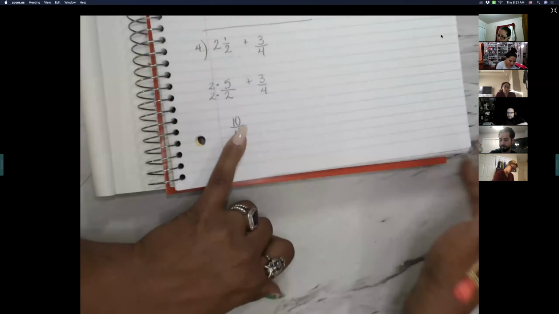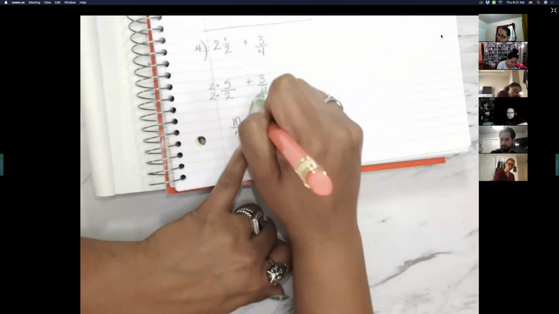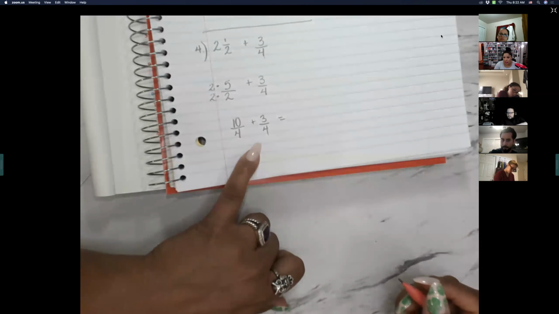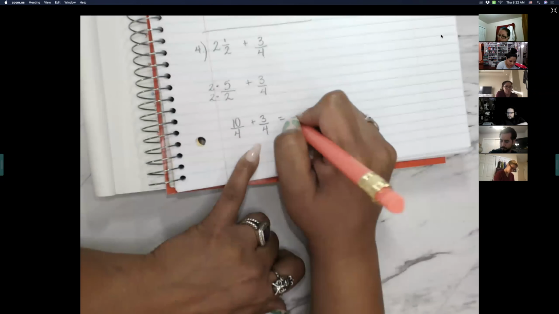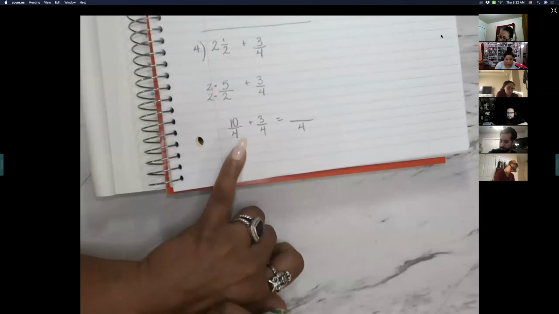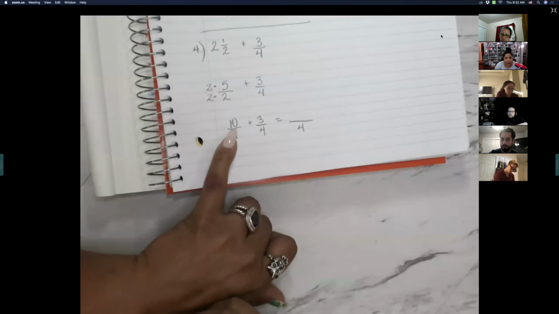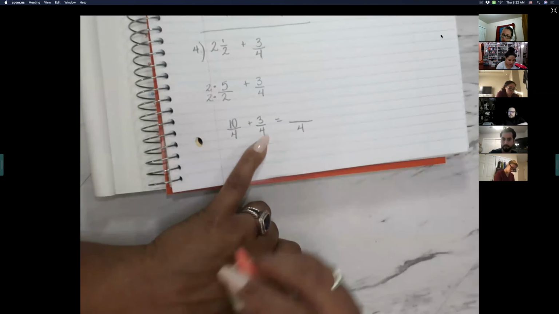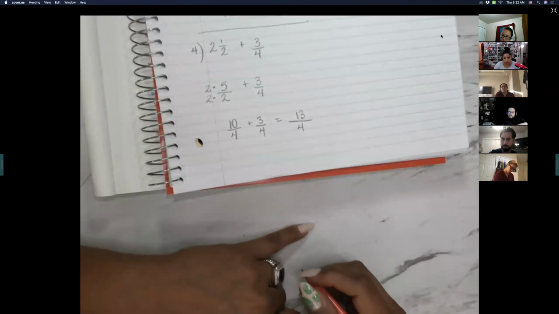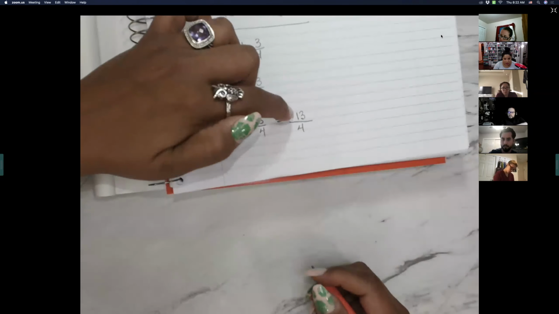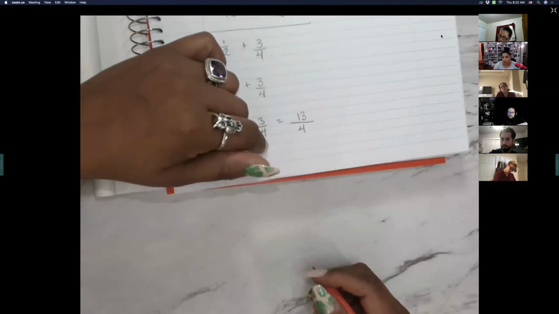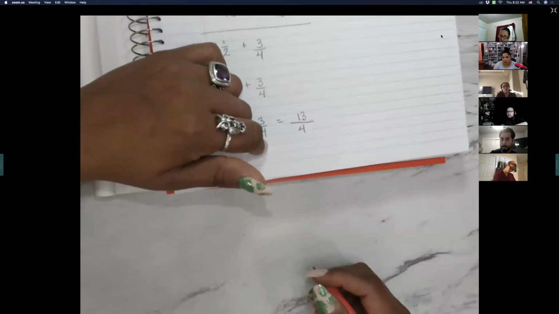Okay, and then we just bring down the 3/4. Now our denominators are the same. So we keep our denominator with addition and subtraction. We keep our denominator and we add the numerator terms. So just 10 plus 3, that's going to give us 13. So here, can we reduce this to a lower term? Yes. What would you do?